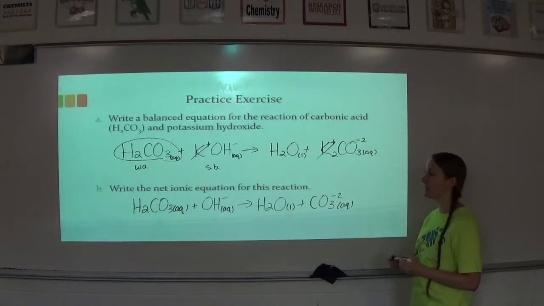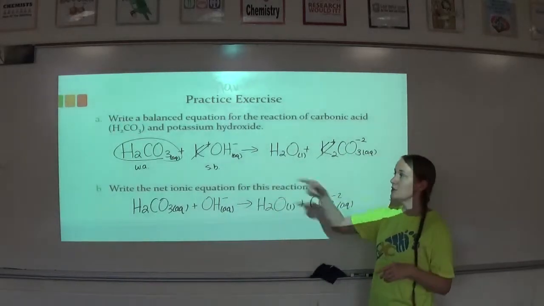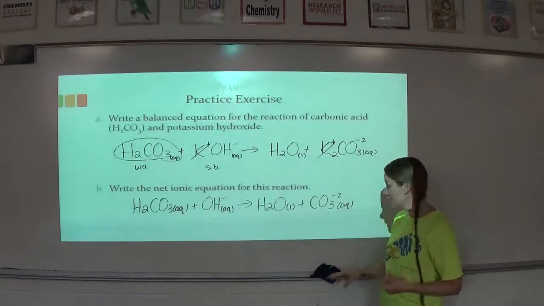Alright, so hopefully you got that right. So remember, if it's strong when it's aqueous, we assume it all breaks up. If it's weak when it's aqueous, most of it stays together, so you keep it together in your net ionic.